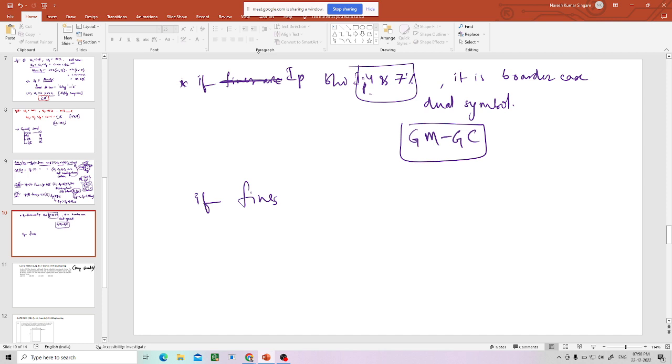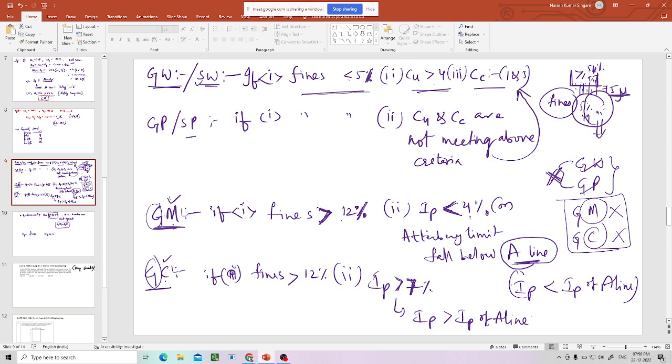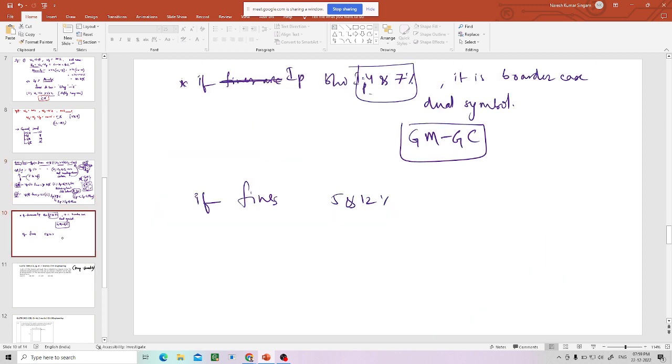Now, if fines are falling in between 5 and 12%, whether it is well graded or poorly graded, or silty gravel or clay gravel, in that case, we will again have dual symbols. What are those possible dual symbols? It can be well graded gravel and silty gravel. For that, what you will do? You will do all the tests.